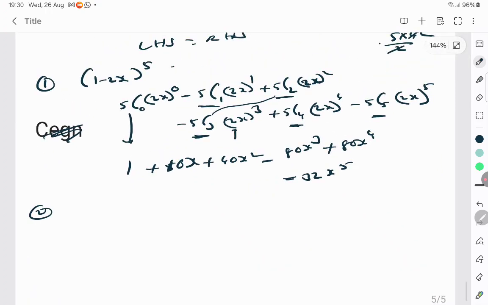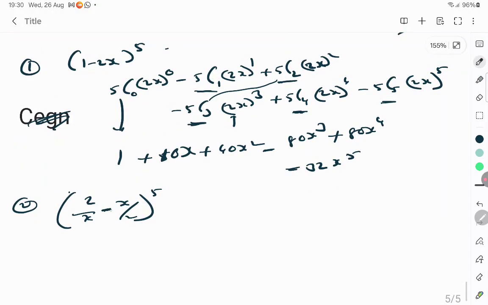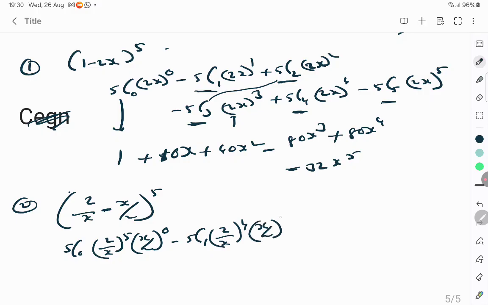So let's go to the second sum. Using the binomial theorem, expand 2 by x minus x by 2 the whole to the power 5. As usual, you see a negative sign, so you have to alternately write positives and negatives. It's 5C0, 2 by x the whole to the power 5 into x by 2 the whole to the power 0, minus 5C1, 2 by x the whole to the power 4 into x by 2 the whole to the power 1, plus 5C2 into 2 by x the whole to the power 3 into x by 2 the whole to the power 2.